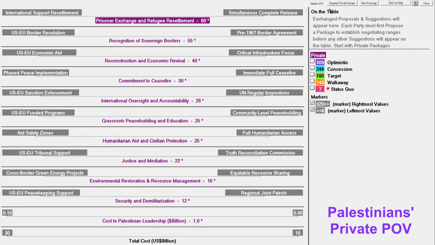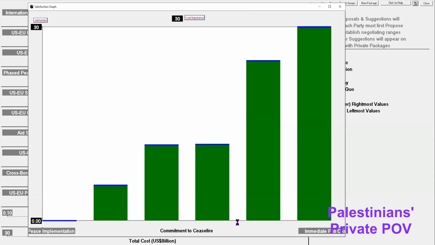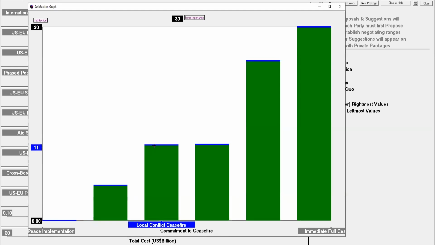Recognition of sovereign borders and reconstruction and economic revival are also among the most important issues. Commitment to ceasefire is also very important, but this issue is assigned fewer points because the negotiations have already assumed that a ceasefire will happen. The only issue about a ceasefire is how it will be implemented. There are 6 options in order of importance from phased peace implementation to immediate full ceasefire.